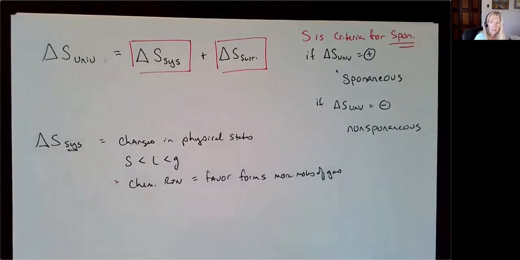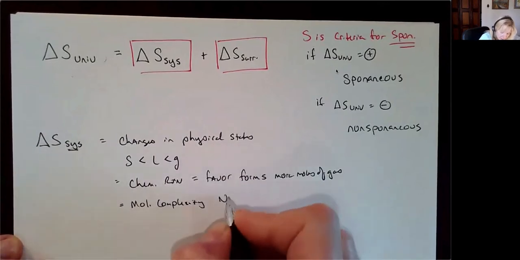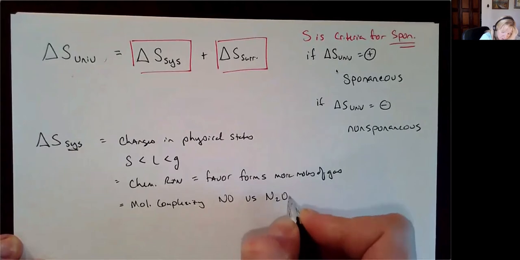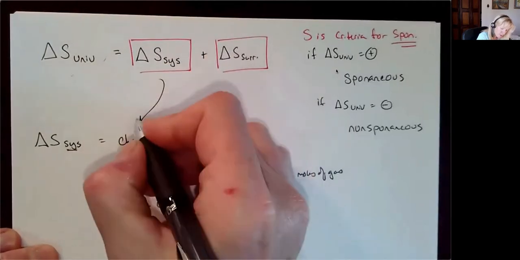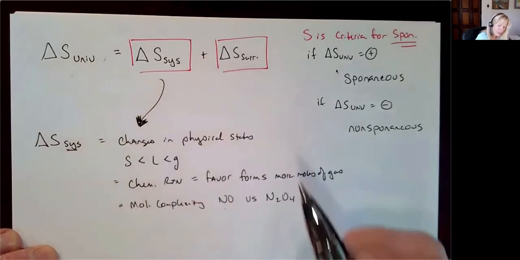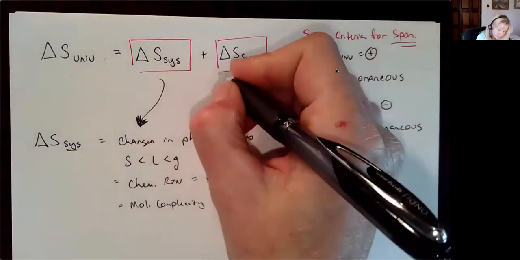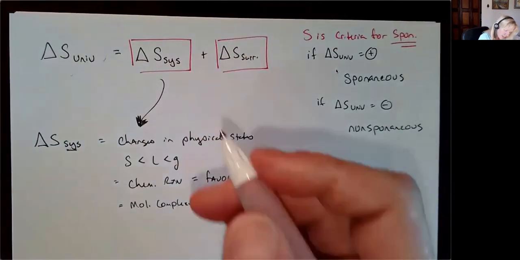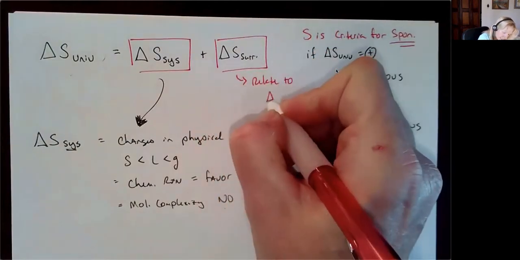What is the thing that I'm looking at in terms of molecular complexity? NO versus N2O4, this is my system. And that's what I'm looking at. So these would all be things where I can predict what's happening with the entropy in relation to the system. The surroundings is going to be a little bit harder. And we can relate the surroundings to delta H.